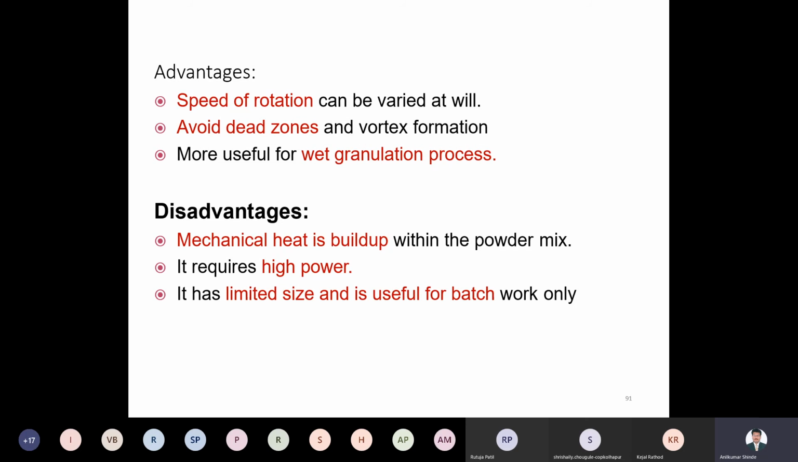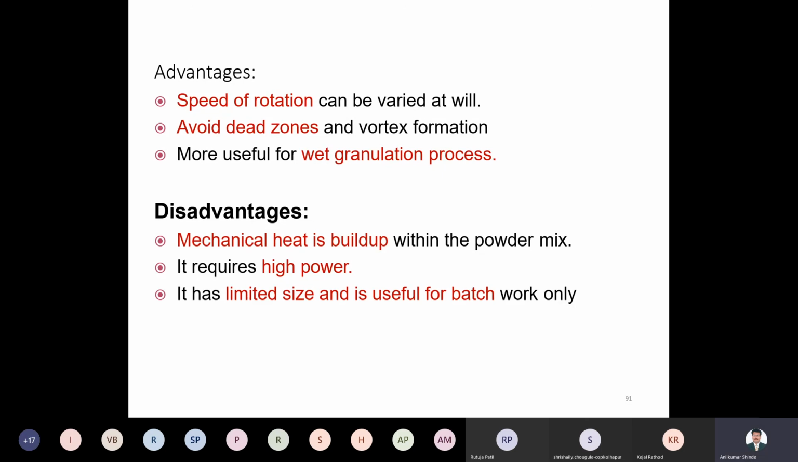Then it requires the highest energy, because the highest power is required for mixing semi-solids. If it is only a powder mixture, the highest power is not required, right? But a semi-solid mass requires the highest power, for example granulation and cream. Then it has a limited size and useful batch size. The size of these planetary mixers is not more than 100 kg, all right, not more than 100 kg.